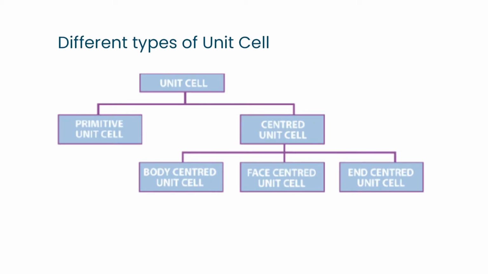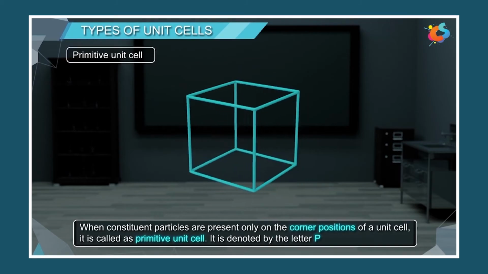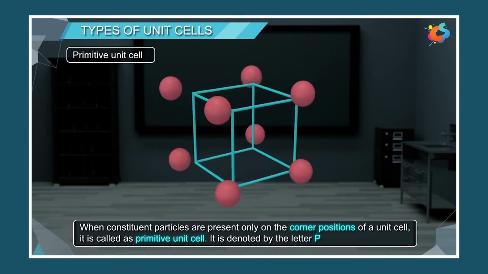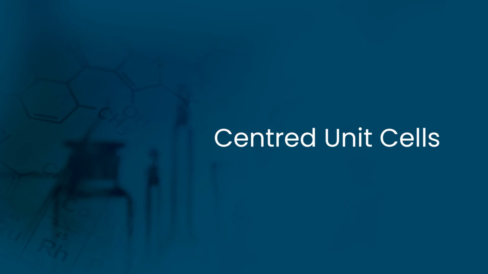Now, let us discuss the different types of unit cell. As shown in the figure, the unit cell is classified into primitive unit cell and centered unit cell based on the position of constituent particles. Again, the centered unit cell is further classified into 3: body centered unit cell, face centered unit cell and end centered unit cell. When the constituent particles occupy only the corner positions of a unit cell, it is known as a primitive unit cell and it is denoted by the letter P. Centered unit cells: when the constituent particles occupy other positions in addition to those at corners, it is known as a centered unit cell.